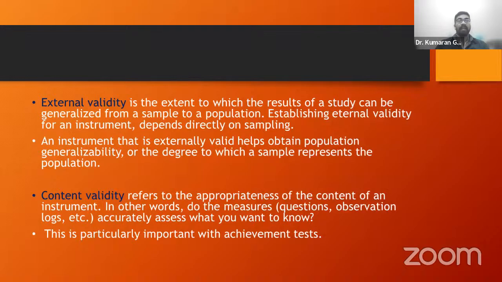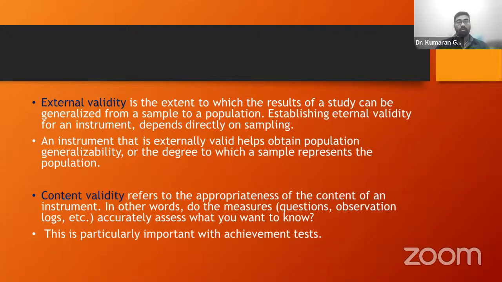Okay, when we look at validity, there are two types, external and internal. External validity is the extent to which the results of the study can be generalized from a sample to a population. Establishing the external validity of an instrument depends on the quality of the sampling. An instrument that is highly valid will help the population generalization, or the degree to which a sample represents the population. This is what we call external validity.